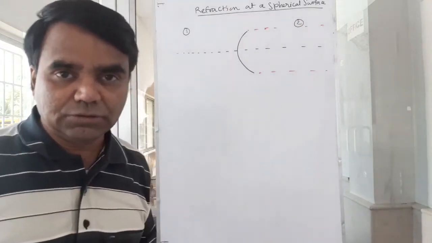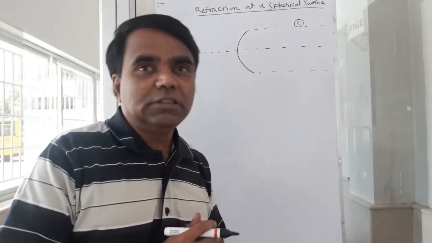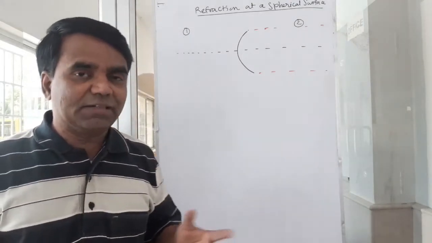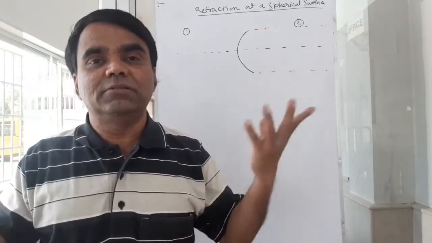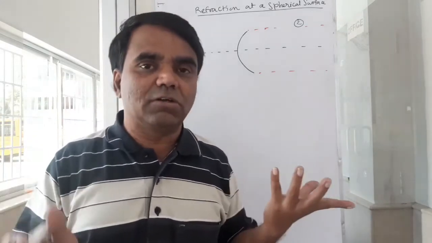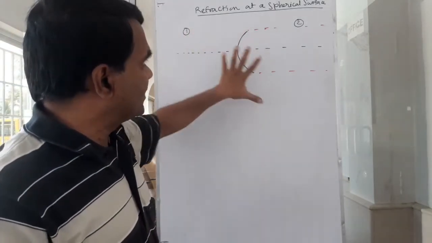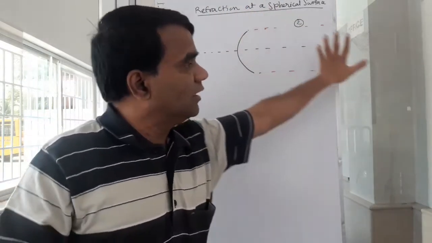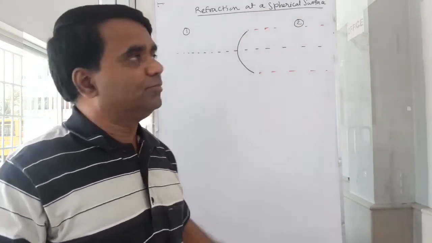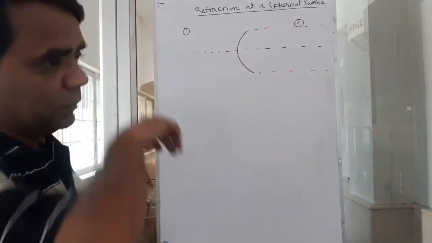Obviously, you need a source, you need an object from where the light ray will travel. You can choose any object. It can be a line object, a point object, or it can be a two-dimensional object, three-dimensional object. It can be anything, but light from the object will come and hit this surface and then get refracted onto the other side, and it will form an image there. Because this is a continuous medium. This is also a continuous medium here.